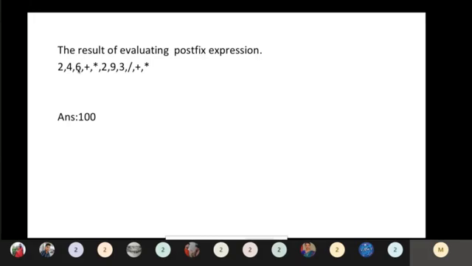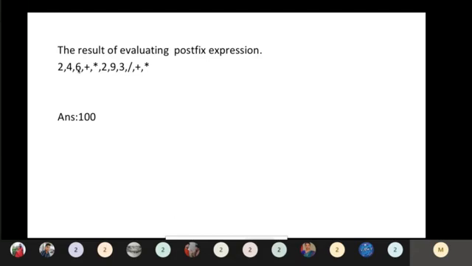Again, we have the value 2, you just push it on the stack. Then we have a 9 and then 3. Now you see in that stack the sequence will be in the form 2, 9 and then 3.